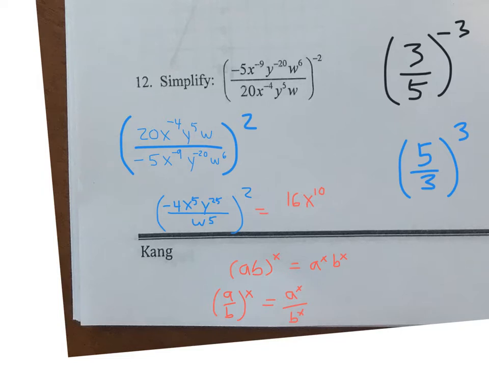Y to the 25th raised to the exponent of 2. Well, you keep the base, you multiply the exponents because we're raising a power to a power. So that becomes y to the 50. Now remember, we're applying this exponent of 2 down below. So that would be w to the 5th raised to the 2nd power. That's going to be w to the 10th.